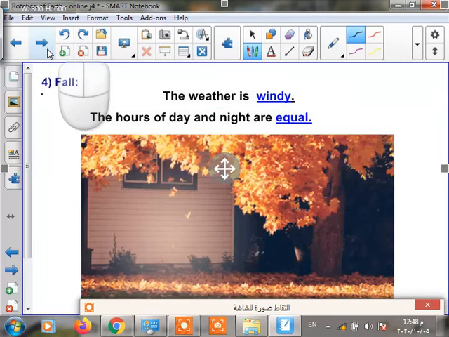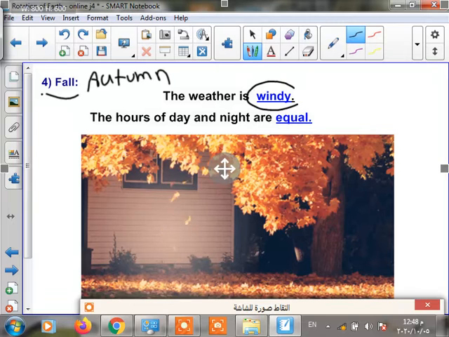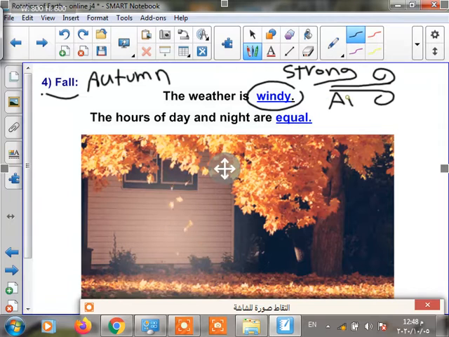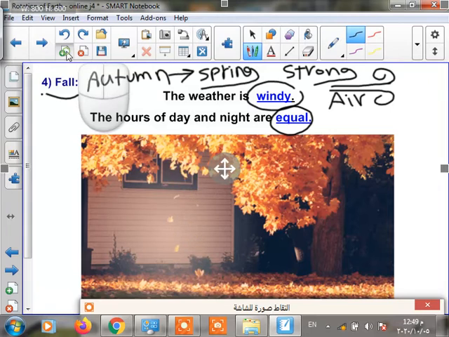Okay, the last season will be fall, or called autumn. Excellent, yes. The weather is windy, like this symbol. This is a symbol of windy, which means what? Strong air, strong air. Yes, the hours of day and night are equal. Like what? Like spring. The day and night are equal at spring and fall.